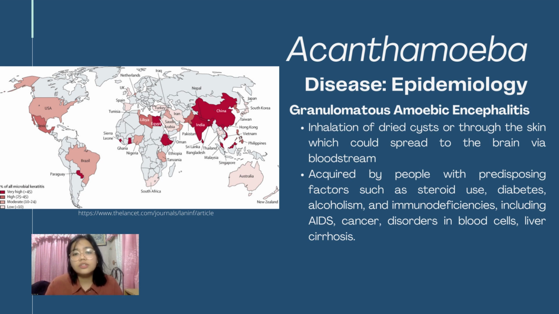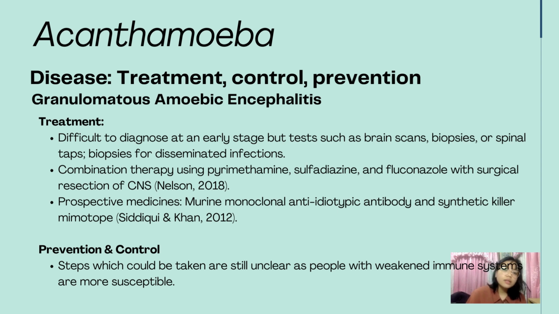This condition is fatal and is usually diagnosed at the later stages when symptoms are already severe. Symptoms of GAE include changes in the mental status of the patient, fever, coordination loss, double vision, muscular weakness or partial paralysis affecting one side of the body, sensitivity to light, and other neurologic problems. GAE is difficult to diagnose at an early stage, but tests such as brain scans, spinal taps, and biopsies for disseminated infections may be performed.